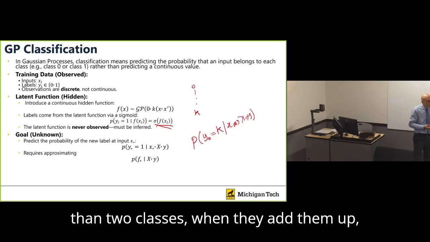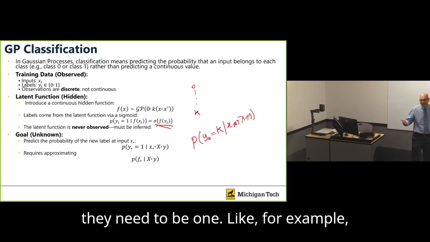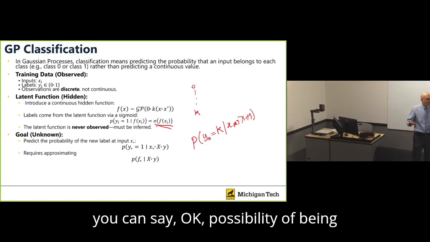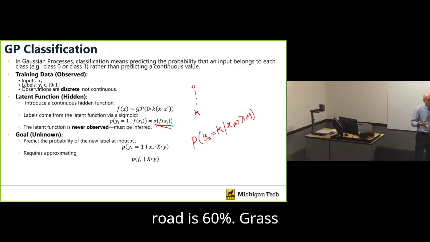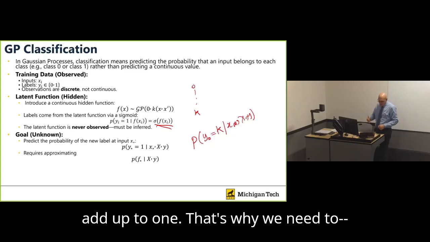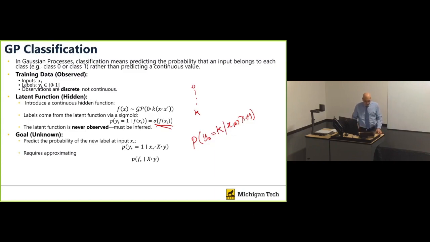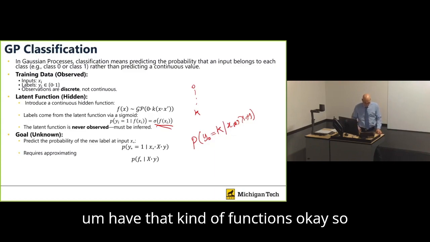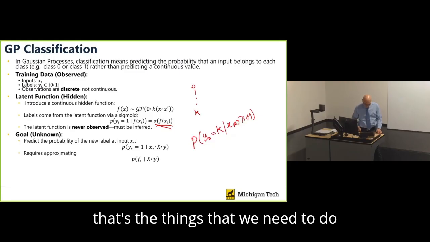If you have more than 2 classes, when they add them up, they need to be 1. For example, you can say the possibility of being a road is 60%, grass is 20%, and another 20% is sideboard. They need to add up to 1. That's why we need to have that kind of functions. Okay, so that's the things that we need to do.